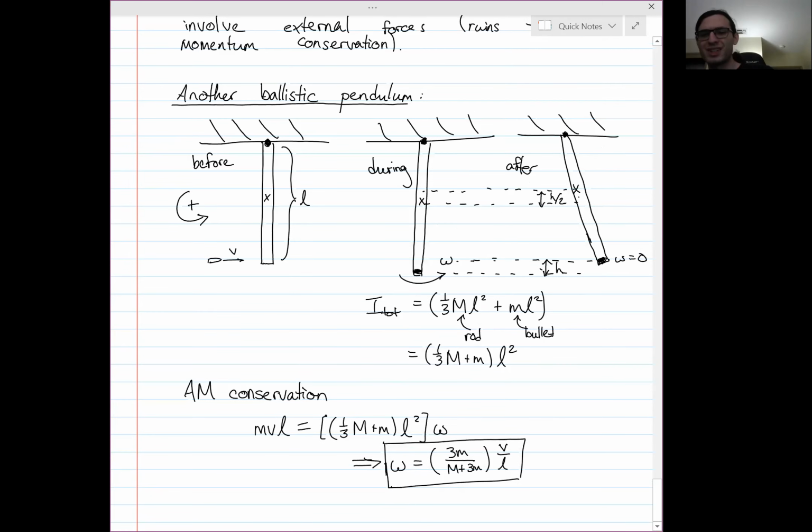By the way, this is a typical angular or ballistic pendulum type problem. Maybe you're given the height that it swings up and you want to find the velocity of the bullet or something.